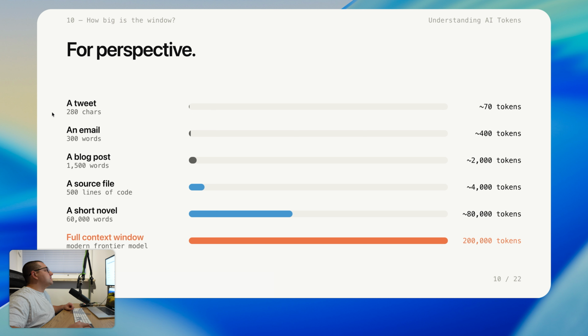Just to understand the perspective, I want to provide you a few specific examples. The average tweet consists of 280 chars, and as a result it will be 70 tokens. An email consists of approximately 300 words, and it will be approximately 400 tokens. A blog post takes approximately 1,500 words, or 2000 tokens. A source file, which is important for software engineers, approximately takes 400 lines of code, or approximately 4000 tokens. A short novel approximately takes 60,000 words, or 80,000 tokens.